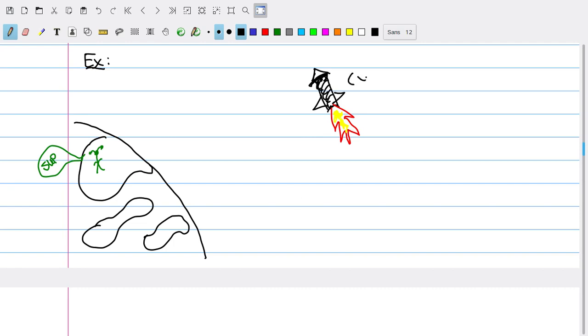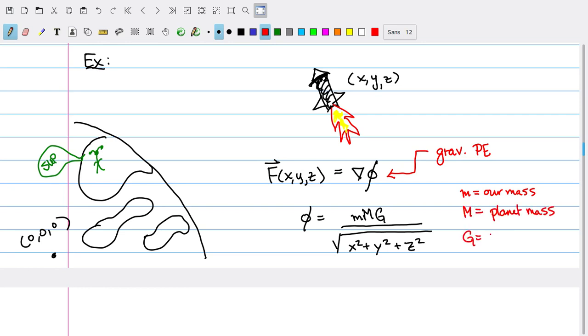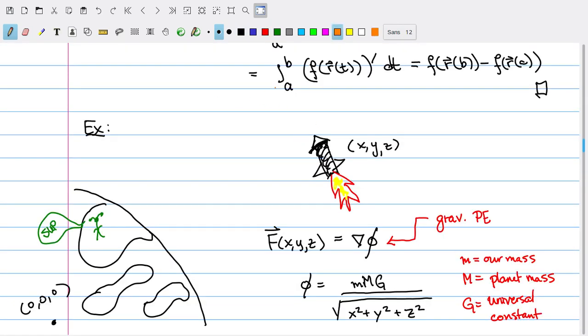If our location in space is given by x, y, z, and the center of the planet is at the origin, 0, 0, 0, then the force that we experience is given by the gradient of our gravitational potential energy, which in turn is given by little m times big G divided by the square root of x squared plus y squared plus z squared, where here little m is our mass, big M is the mass of the planet, and big G is this universal gravity constant.